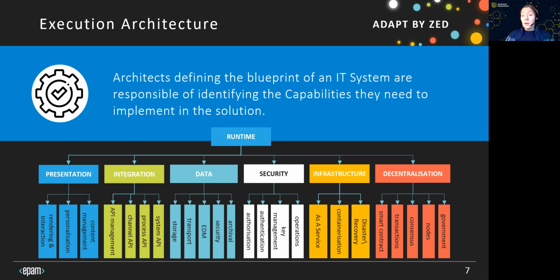Then integration. Obviously, your system API management and three types of APIs, channel, process, and system APIs, need to be defined. Here the integration architects should work, and a set of integration documentation for your solution should exist.